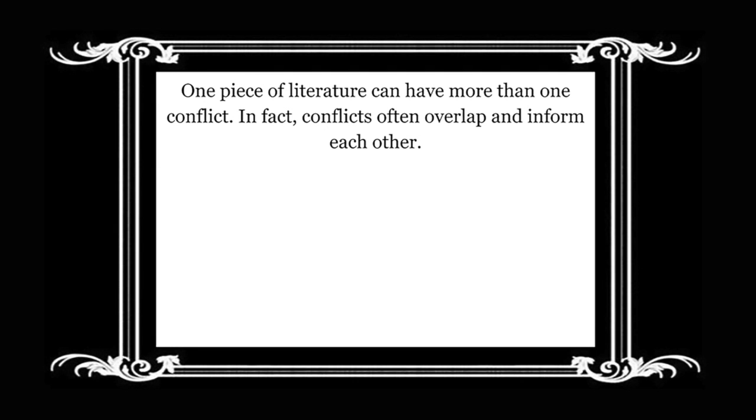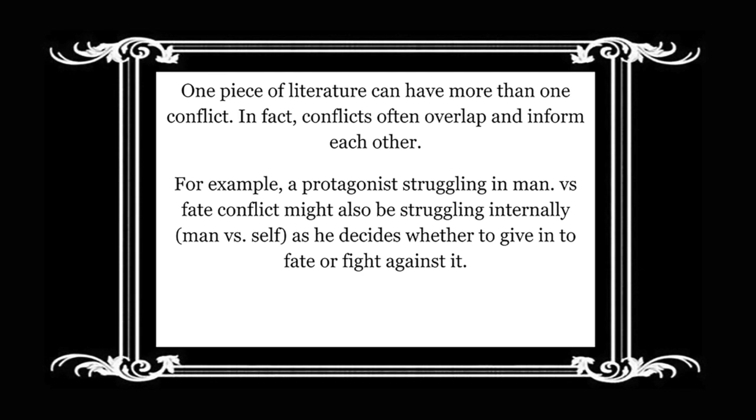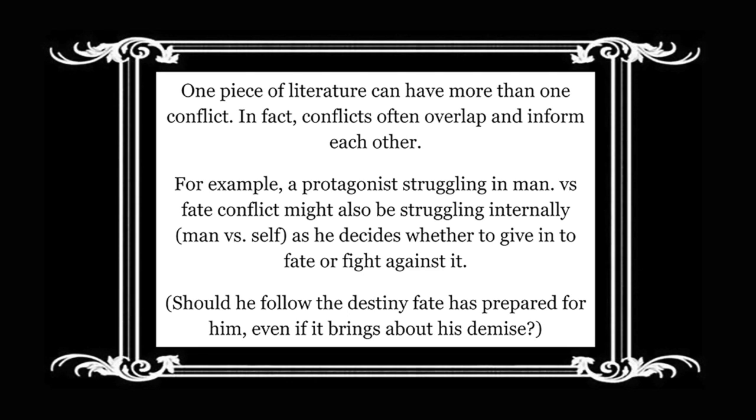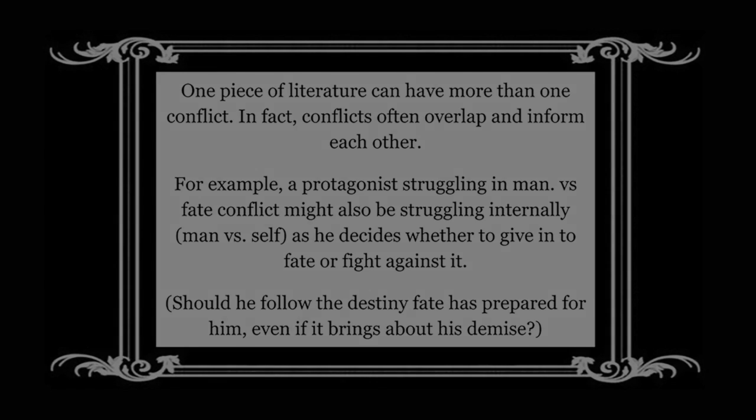One piece of literature can have more than one conflict. In fact, conflicts often overlap and inform each other. For example, a protagonist struggling in a man versus fate conflict might also be struggling internally, man versus self, as he decides whether to give in to fate or fight against it. Should he follow the destiny fate has prepared for him, even if it brings about his demise?